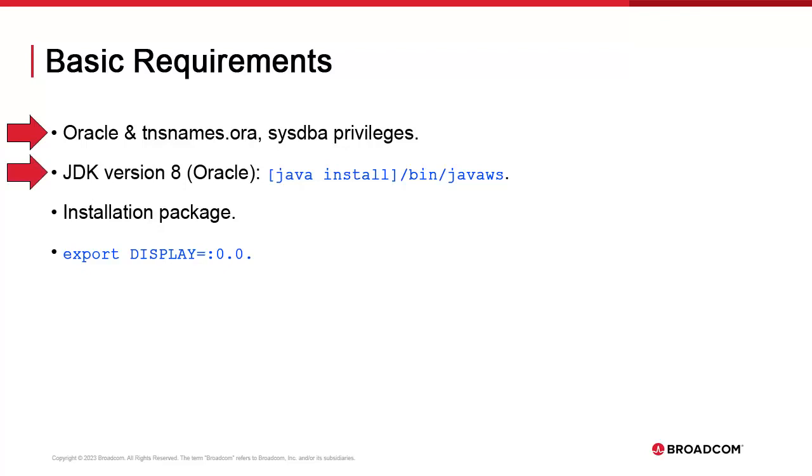AAI also requires a JDK package version 8, since it is the only supported one. The JDK is usually available by default on most Linux distributions. This is different from the Java runtime environments. Without the full JDK, AAI will not work. You can check in the Java installation directory. Look for the javaws executable in the bin directory.